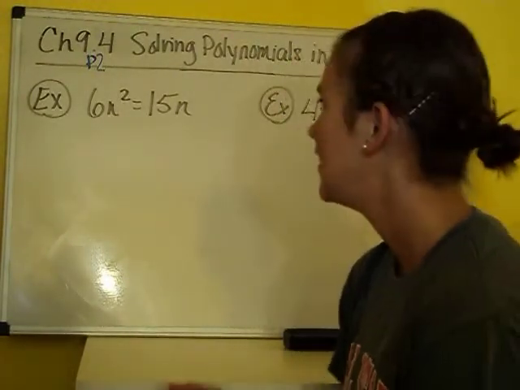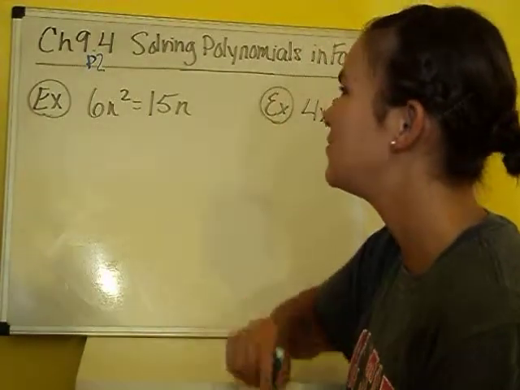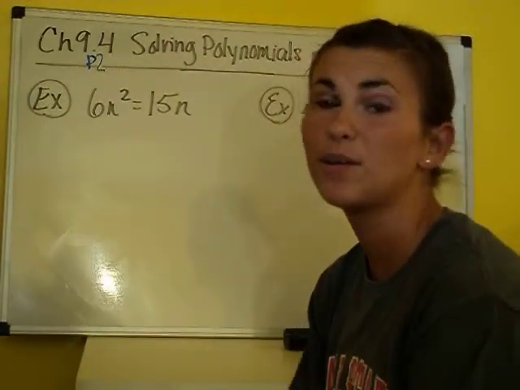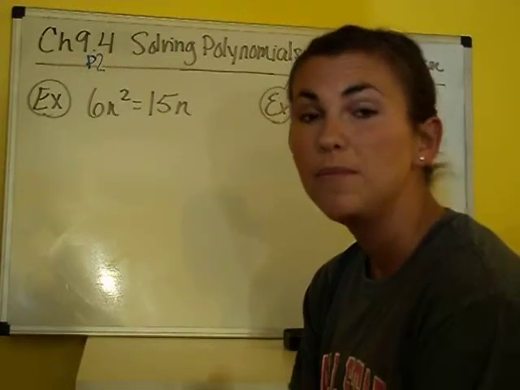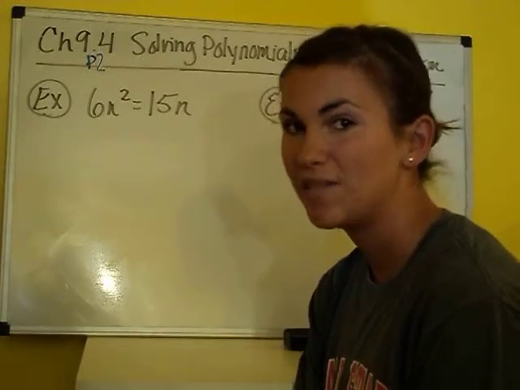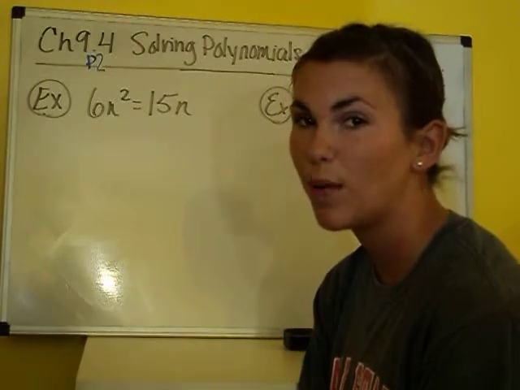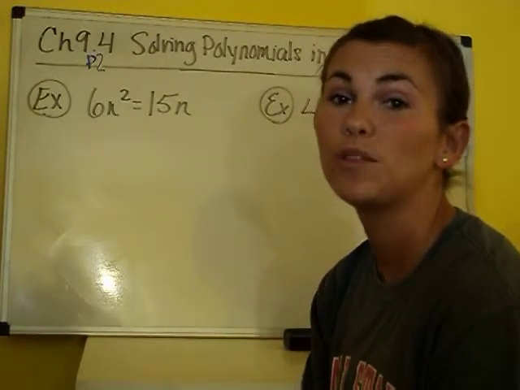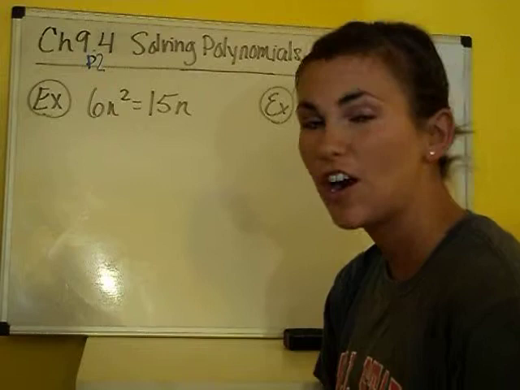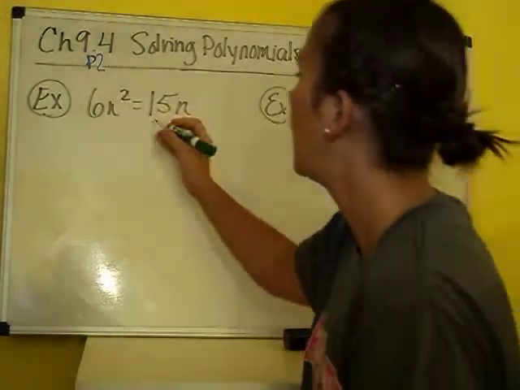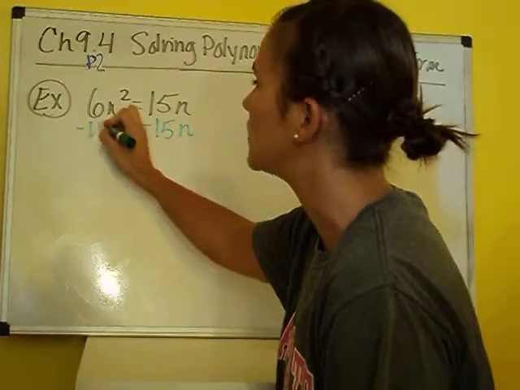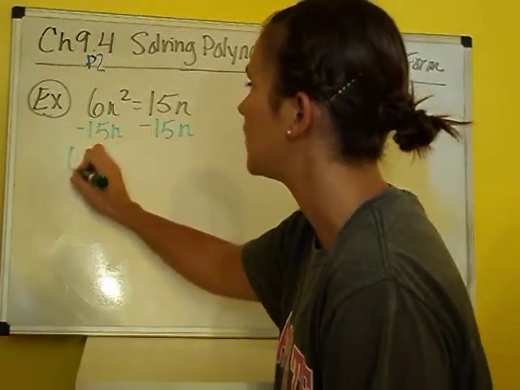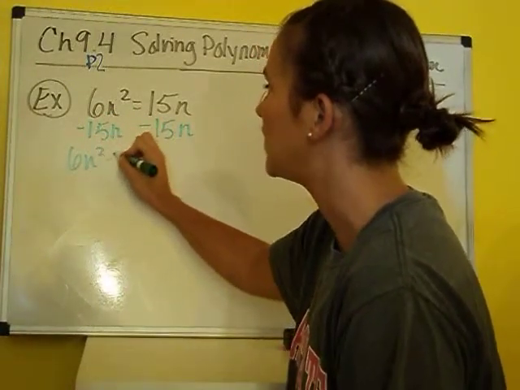learned yesterday. Okay, so our first problem is going to be 6n squared equals 15n. Now, this poses a problem because if we want to factor something and use our zero product property, it has to be set equal to 0. So here we're going to start off with the initial step of subtracting 15n on both sides so that we can have it set equal to 0.